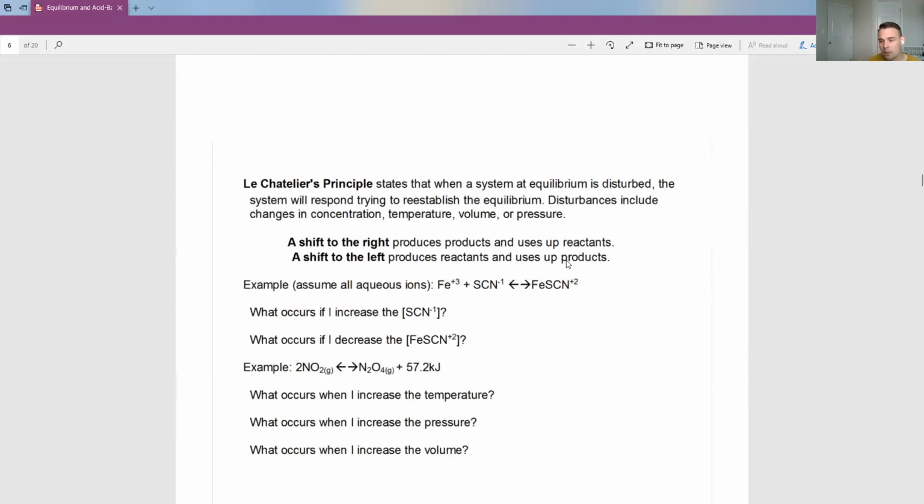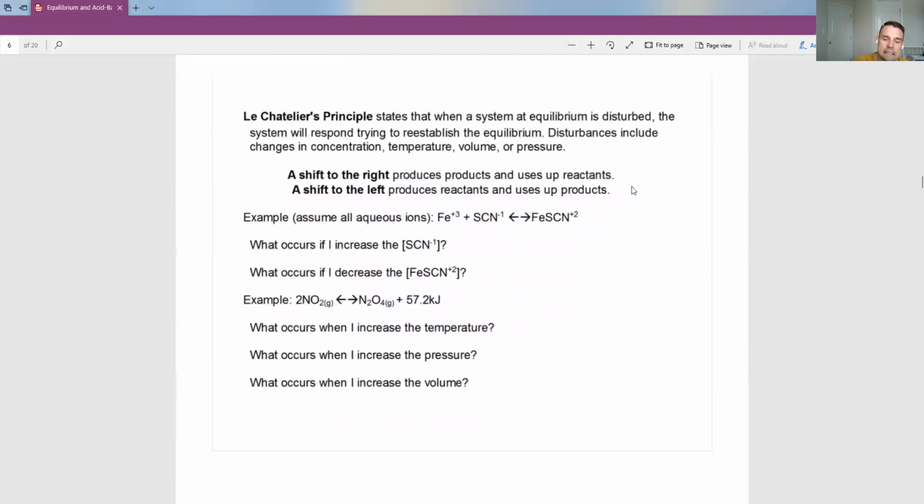So when we talk about Le Chatelier's Principle, we talk about shifts. A shift to the right produces products and uses reactants. A shift to the left produces reactants and uses up products. So let's see how the shifts will occur.